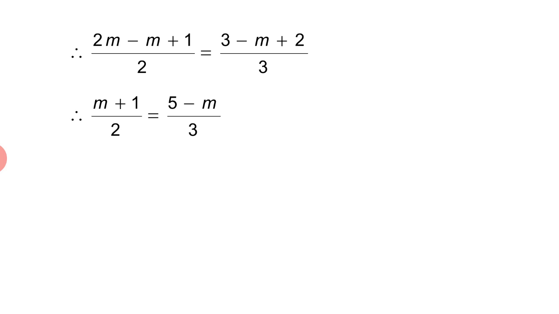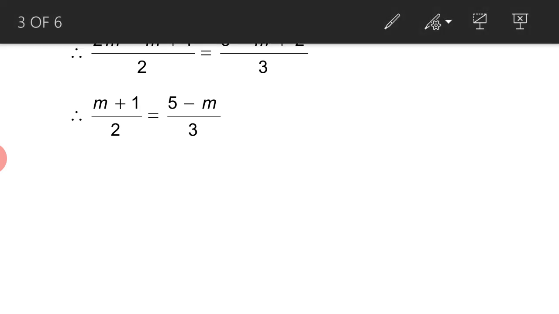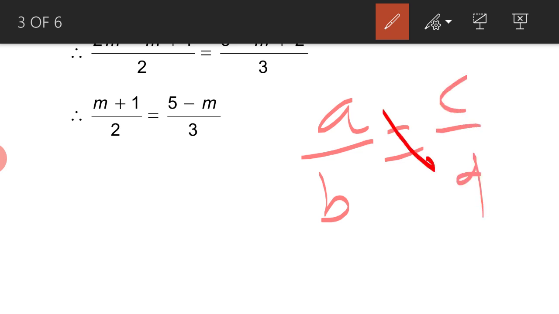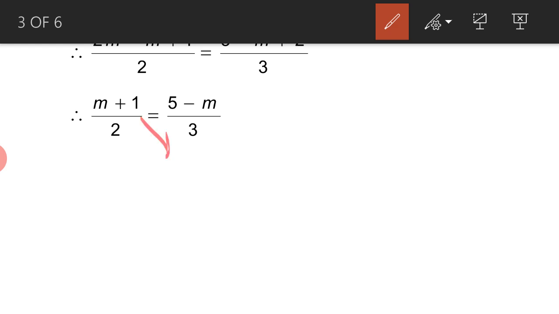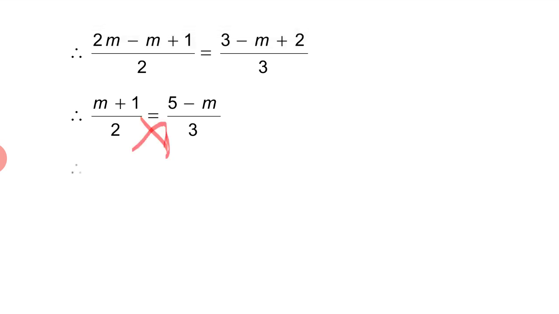Now here you can look at the expression as a by b is equal to c by d. So can we go with the cross product? So we go with the cross product here: m plus 1 into 3 and 2 into 5 minus m. So that will be the next step, that cross product. So 3 into (m plus 1) is equal to 2 into (5 minus m).